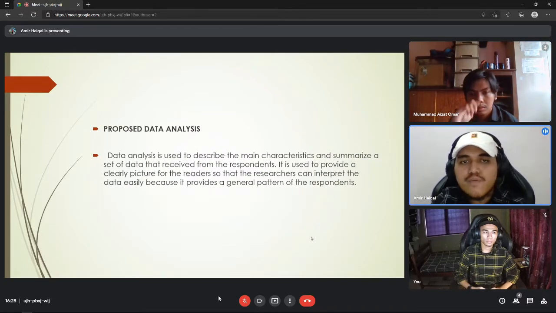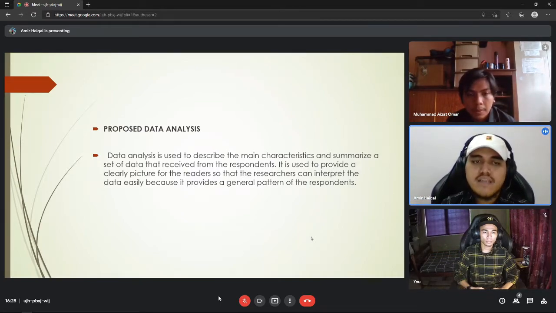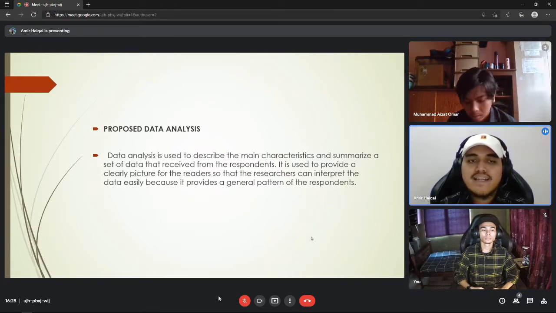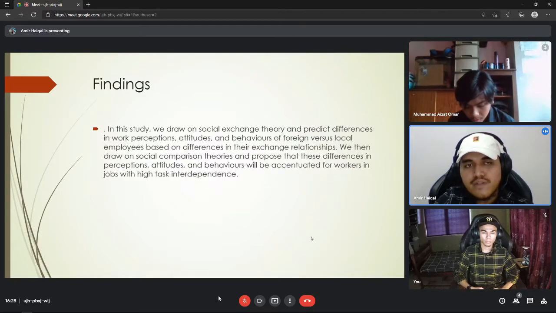Okay, proposed data analysis. Data analysis is used to describe the main characteristics and summarize a set of data received from the respondents. It is used to provide a clear picture for the readers so that the researchers can interpret the data easily, because it provides a general pattern of the respondents.